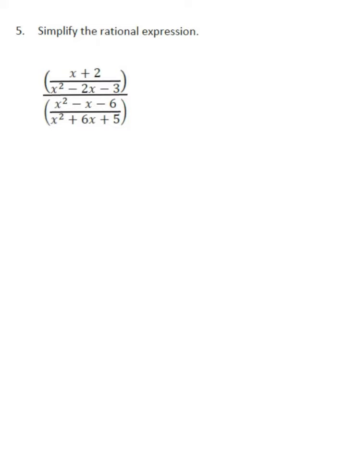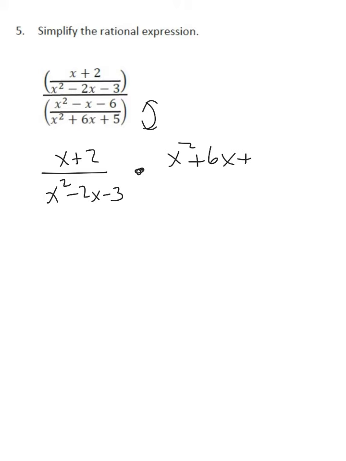Okay, and here's the granddaddy of them all. We got a complex fraction. We got this one fraction over another fraction. Well, that just means this divided by this. So just rewrite it. So keep the x plus 2 over the x squared minus 2x minus 3. Now it's division, so I could write this one next to it divided by. But let's save ourselves a step, change it to multiplication, and flip these two. So the x squared plus 6x plus 5 goes in the top, and the x squared minus x minus 6 goes in the bottom. Saves us some work.